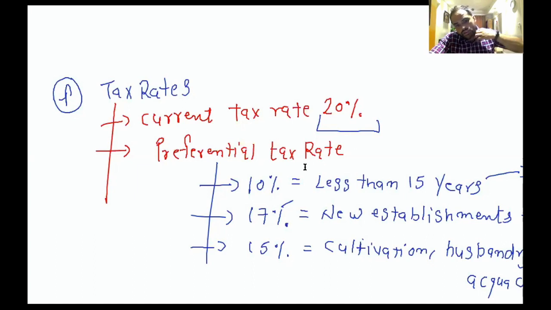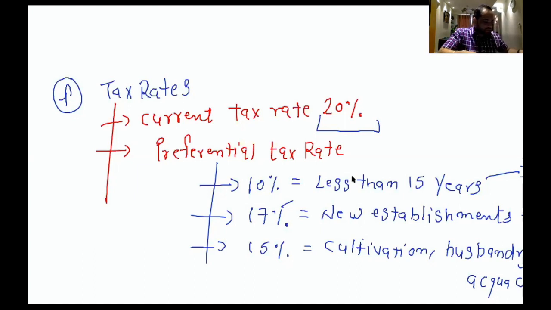If any agriculture related company is newly established, and of course the years it is on the market is less than 15 years, which tax rate is applied for that company? I think it will apply 17%. So the newly established company period will be less than 10 years.